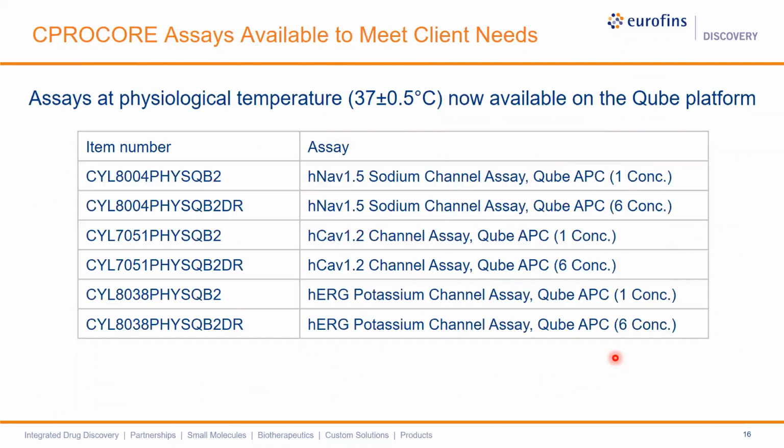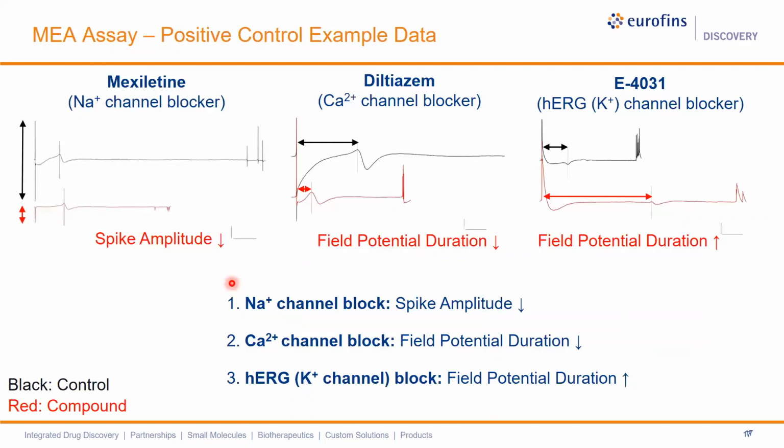So here is the summation of all the assays that we talked about. The Nav1.5 sodium channel assay with 1 concentration and 6 concentration, with this catalog number, calcium 106 with this concentration. The difference between 1 and 6 is no DR and DR. In the same way for hERG, for 1 or 6 is no DR or DR, and PHYS reminds us of the physiological temperature assay. And this is the MEA assay.